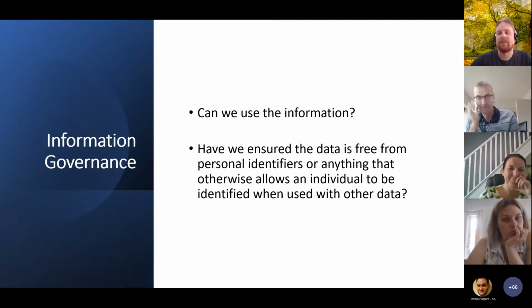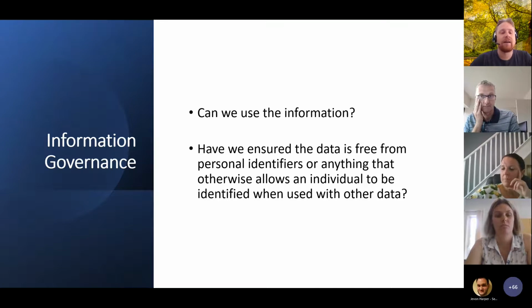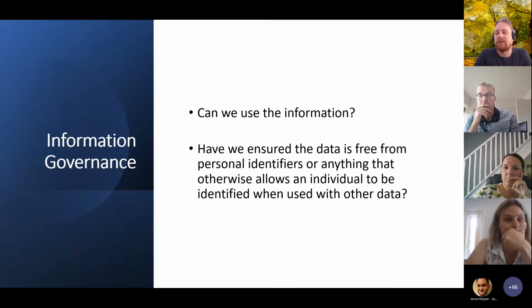So in regards to information governance, there are two key questions that we need to be able to answer. Can we use the information, and have we ensured the data is free from personal identifiers or anything that otherwise allows an individual to be identified when used with other data? So the first one, can we use the information in the first place? We need to ensure that we comply with the data protection principles and individual rights.